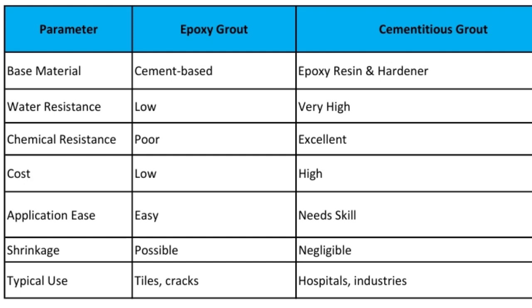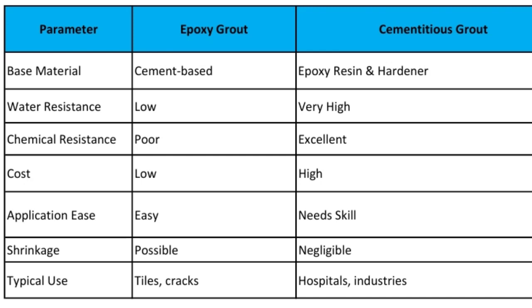But if the volume shrinks as they set, then stress will generate again, and there will be a problem for the structural stability. For the cementitious grout, there is always a possibility of shrinkage, but in the epoxy it's negligible. Typical use I already discussed: this is tiles and cracks in the areas, and epoxy grout is for hospitals and industries. This combination helps us to choose the right grout for the right purpose.